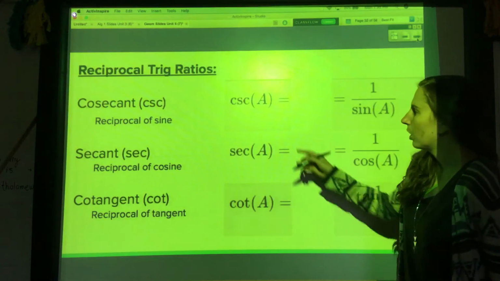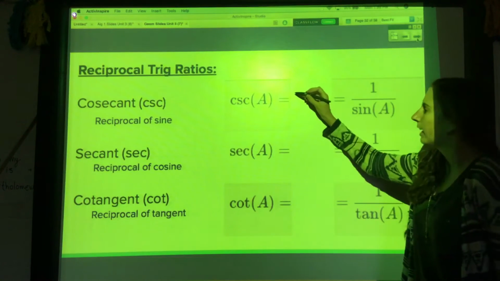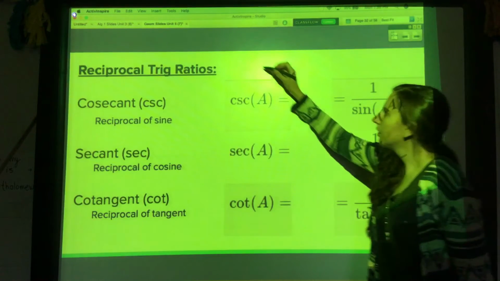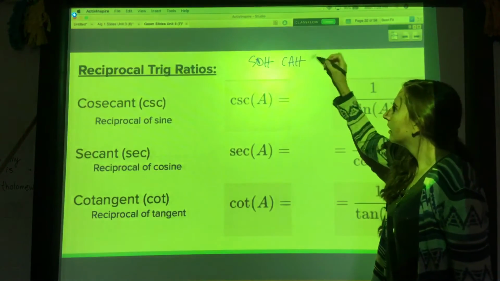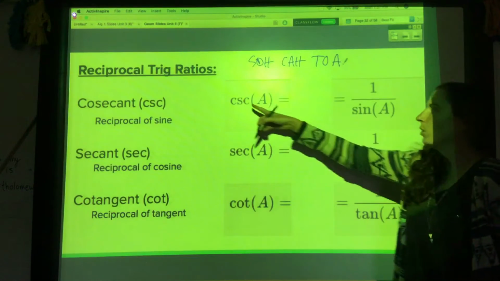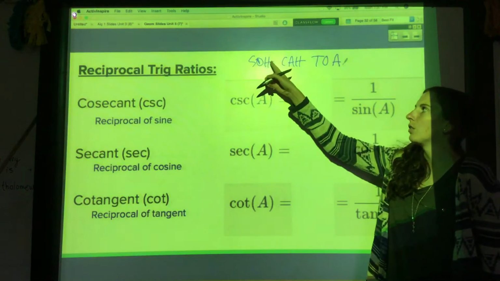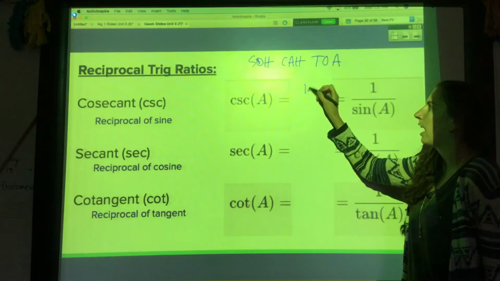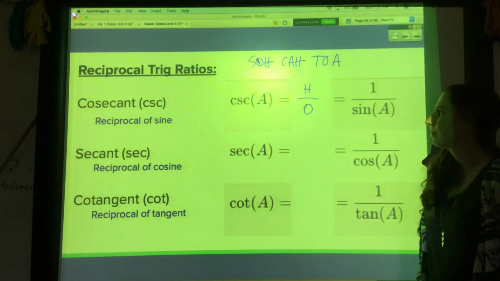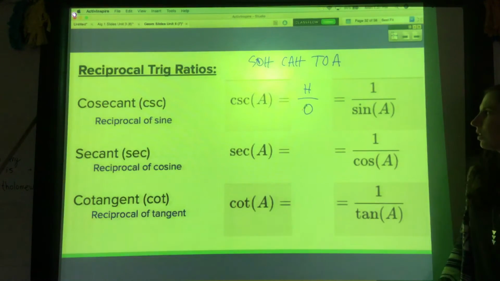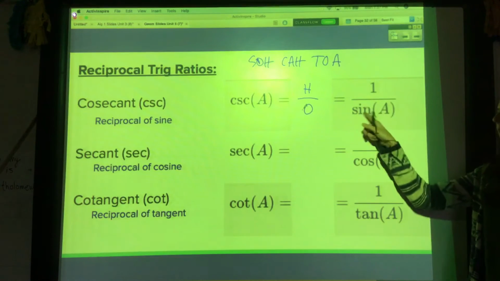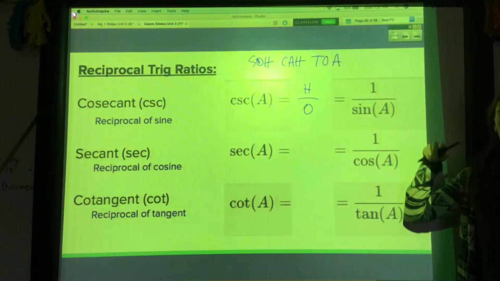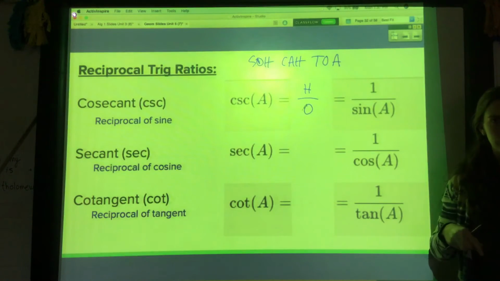Okay, so again, the cosecant is, instead of, like here's SOH CAH TOA, so cosecant, instead of being opposite over hypotenuse, is actually hypotenuse over opposite. That's also the same thing as doing 1 divided by the sine.